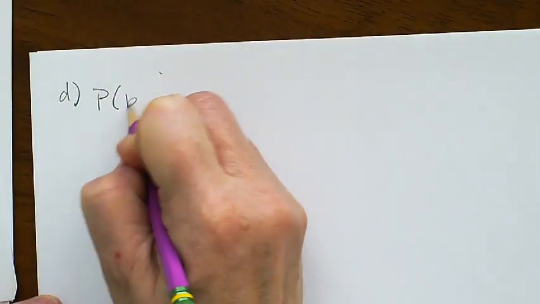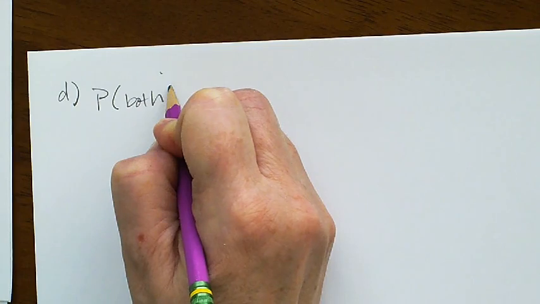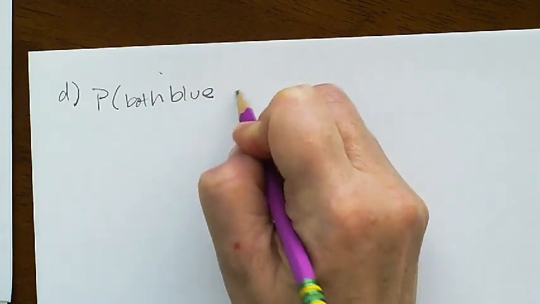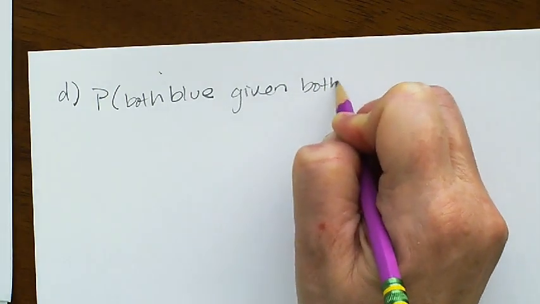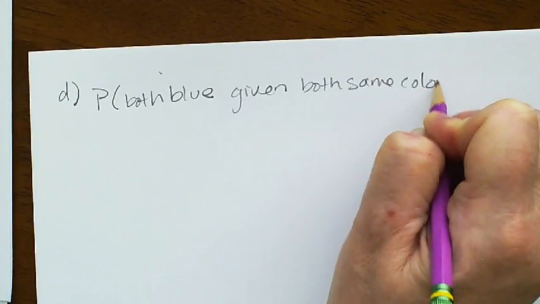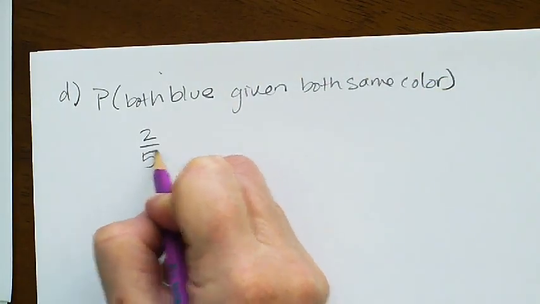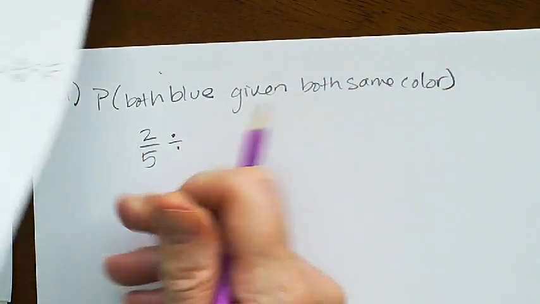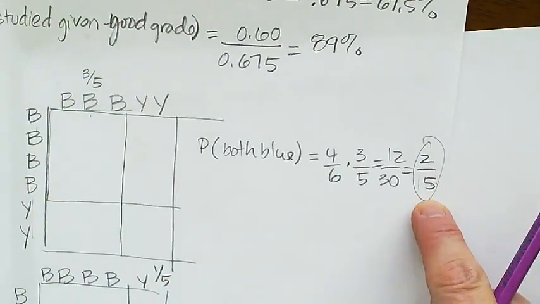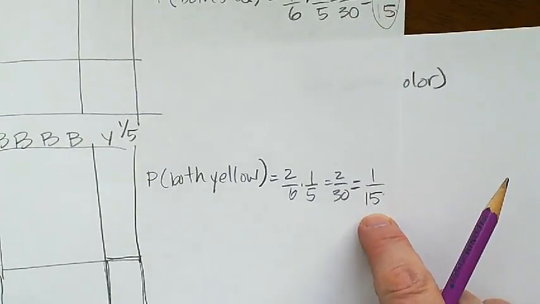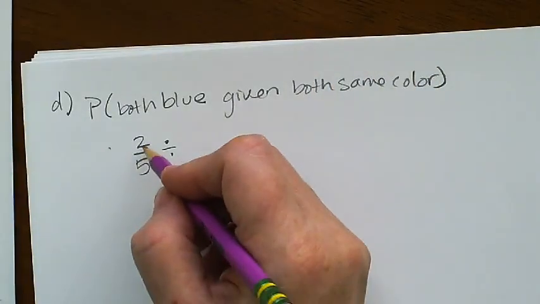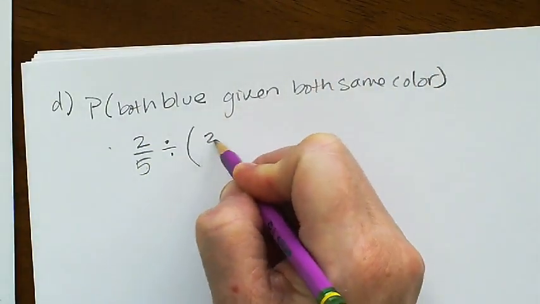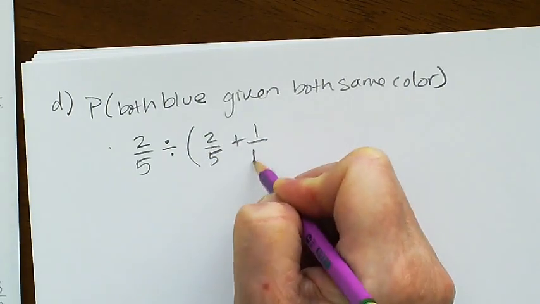So probability of both blue given both same color. Okay, so both blue is 2 out of 5 out of the probability that they're the same color, so that would be this probability and this probability added together. This was both yellow, this was both blue. Both blue is 2 out of 5 out of 2 out of 5 plus 1 over 15.